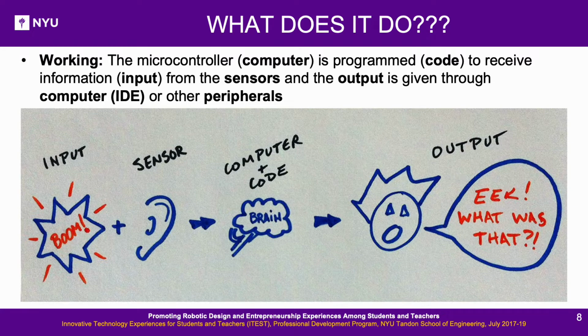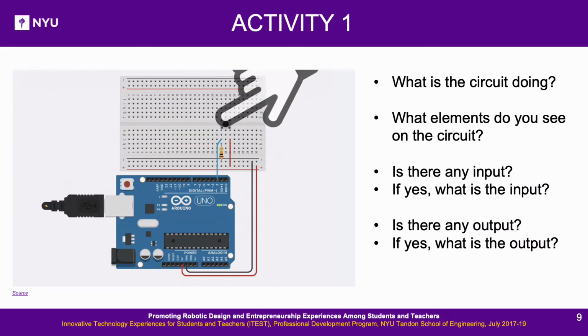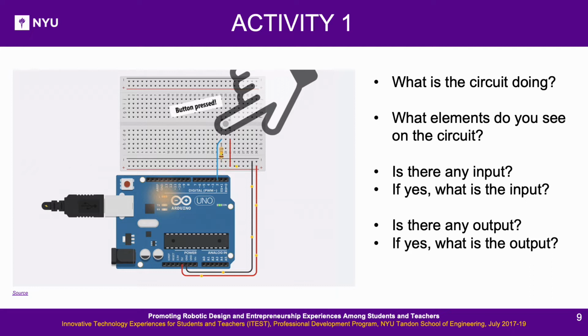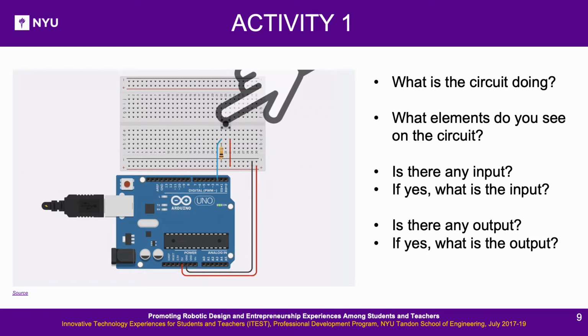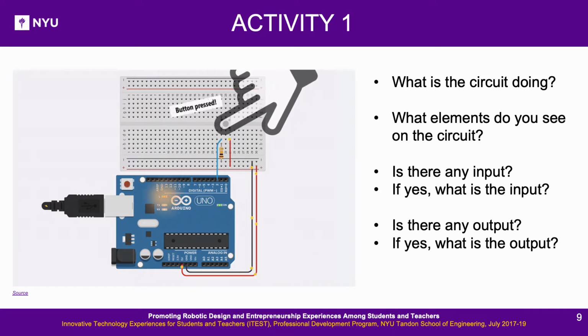Activity 1. What is the circuit doing? What elements do you see on the circuit? Is there any input? If yes, what is the input? Is there any output? If yes, what is the output?